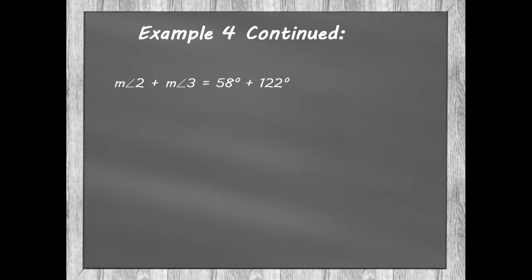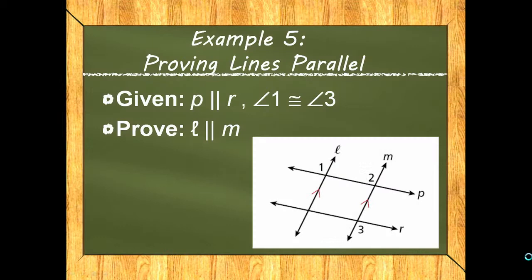So the measure of angle 2 plus the measure of angle 3 equals 58 degrees plus 122 degrees, and that equals 180. Remember that if we have same side interior angles that are supplementary, we can use the converse of the same side interior angles theorem to prove that R is parallel to S.